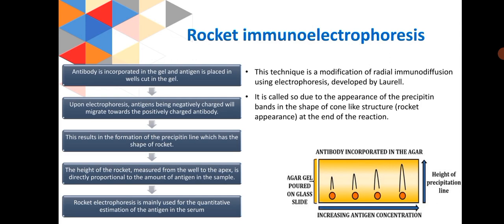The height of the rocket, measured from the well to the apex, is directly proportional to the amount of antigen in the sample. Rocket electrophoresis is mainly used for the quantitative estimation of antigen in serum.